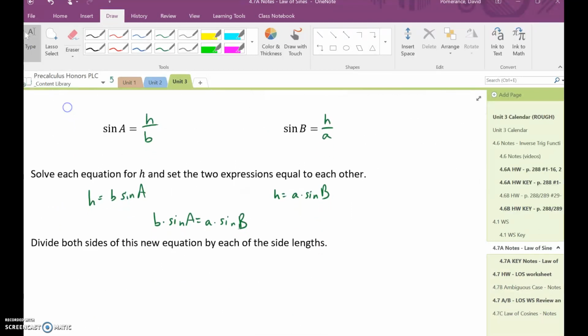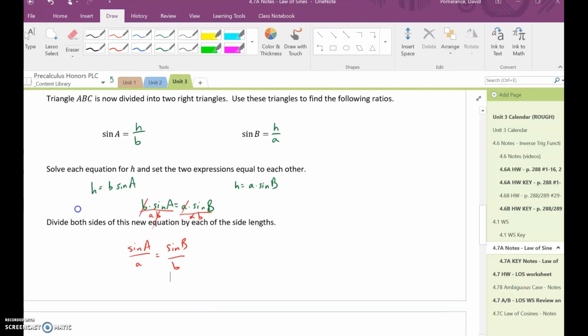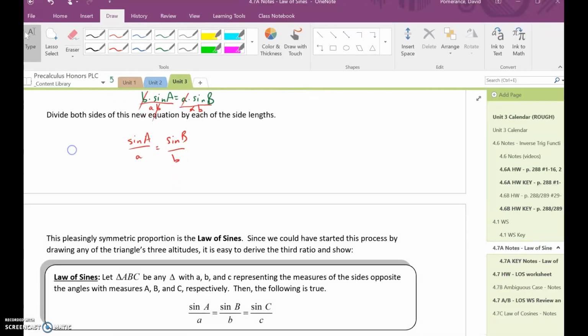It says to divide both sides by the side lengths. Well, little a and little b are the side lengths, so I'll divide both sides by A, and I'll divide both sides by B. And over here, the b's cancel out, and over here, the a's cancel out, and we've got the sine of A over A equals the sine of B over B. How nice. This pleasingly symmetric proportion is called the law of sines.